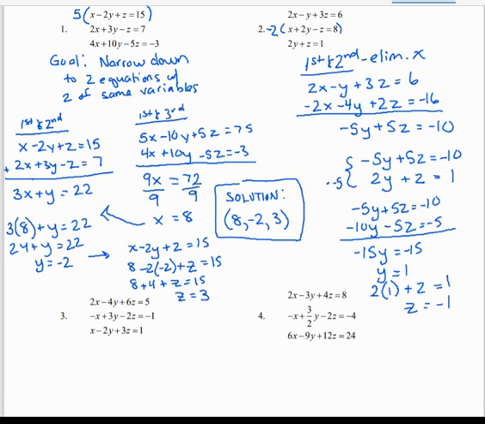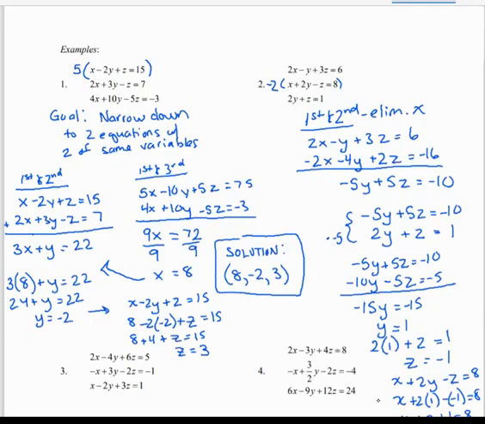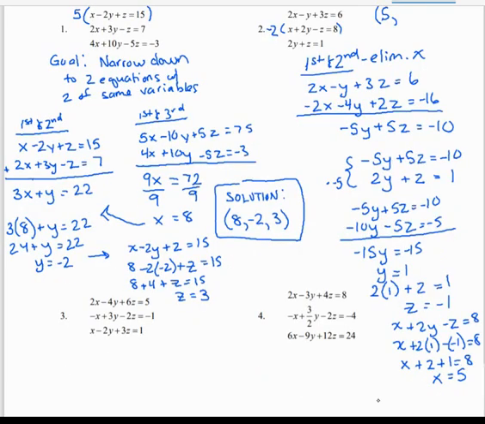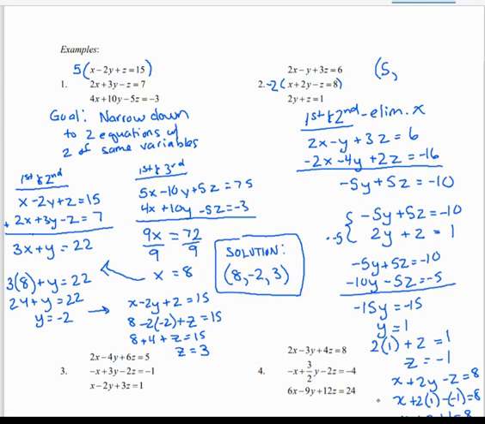Lastly, I will solve for x by choosing one of the original equations. I'm going to use that second original equation. So x plus 2 times 1 minus negative 1 equals 8. x plus 2 plus 1, so x equals 5. Therefore, the solution to the system is 5, 1, and negative 1.